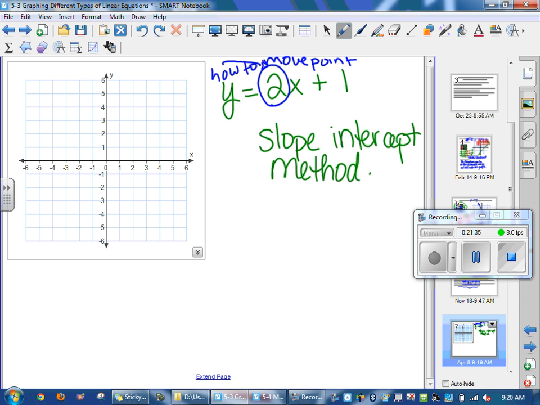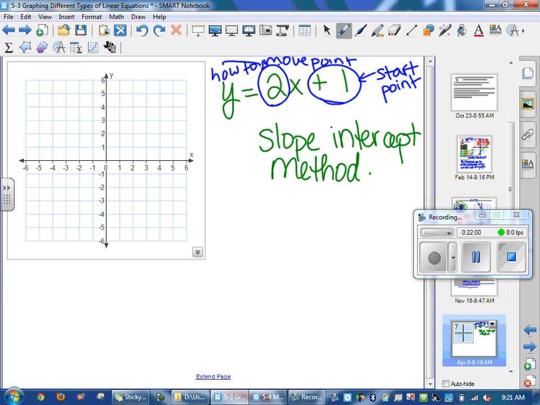The number without the variable is where we start on the y-axis, because if I cover up that x, what's left? A y equaling 1, correct? So that means that this is my start point. Your constant is always your start point. So then I would put a plus 1. Perfect. There's my start point.